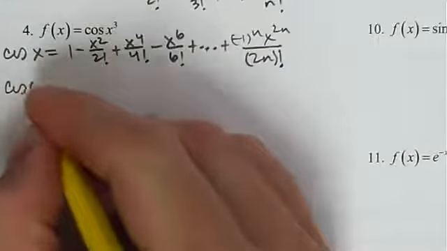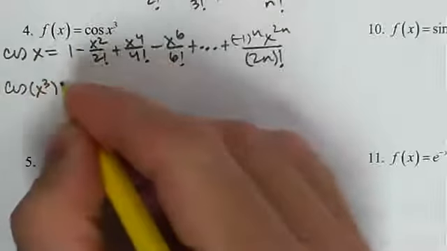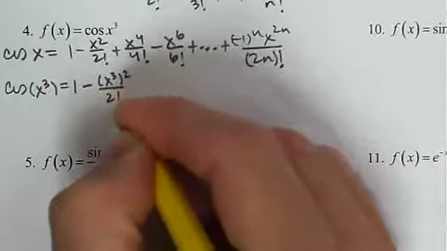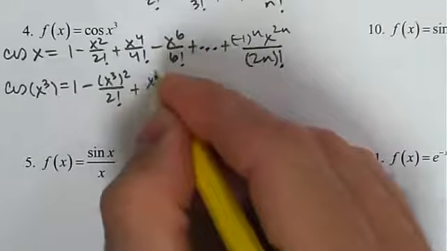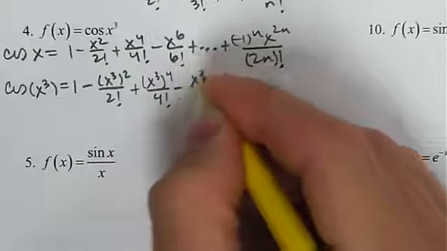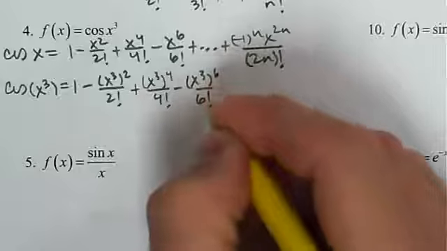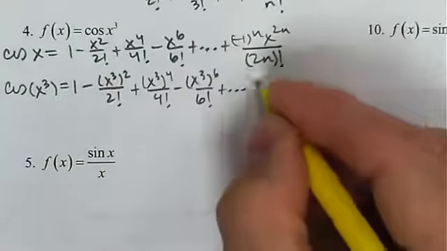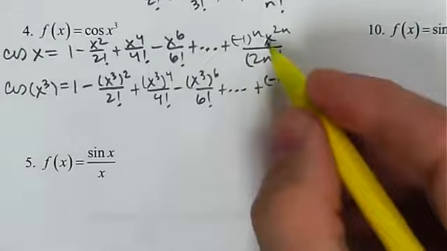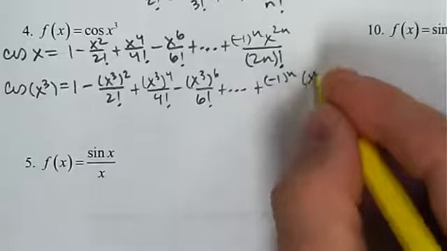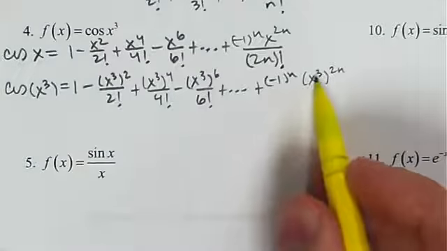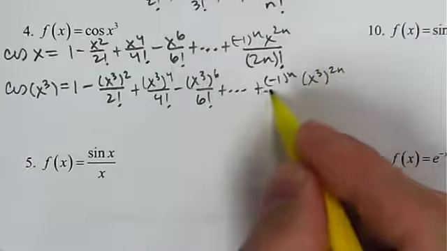And then wherever I see x, I'm replacing it with x to the third. Okay, I'm replacing x with x to the third. Okay, you could call this x to the 6n if you wanted, or if you didn't want, that would be fine too.